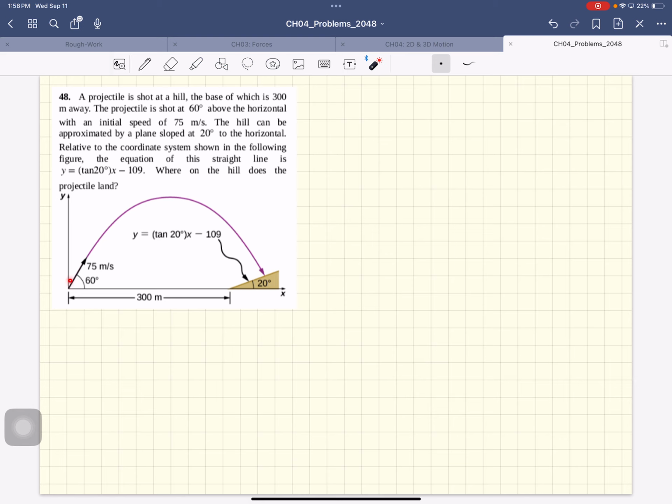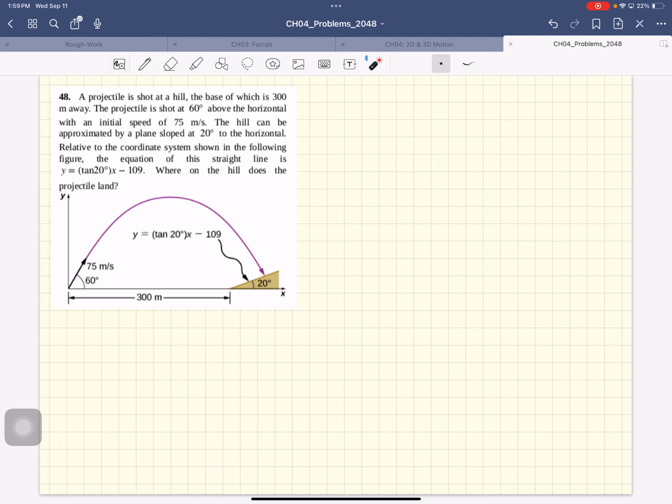Again, this is a parabolic trajectory. As soon as they say the word projectile, what that means is it's traveling only under the influence of gravity. It's shot at a hill, the base of which is 300 meters away. The projectile is shot at 60 degrees above the horizontal with an initial speed of 75 meters per second. The hill can be approximated by a plane sloped at 20 degrees to the horizontal.